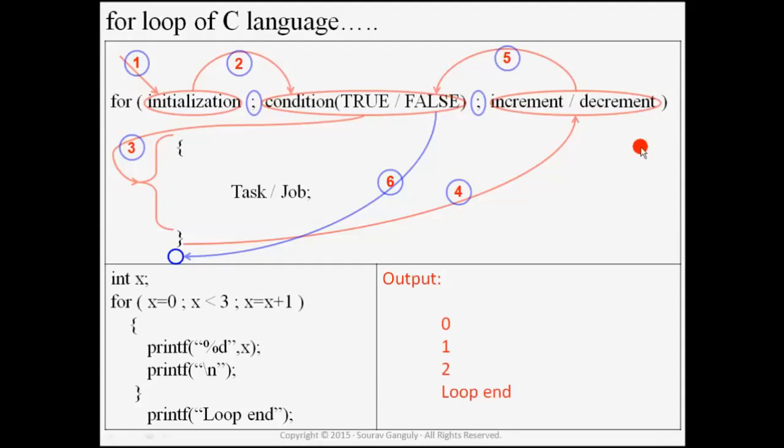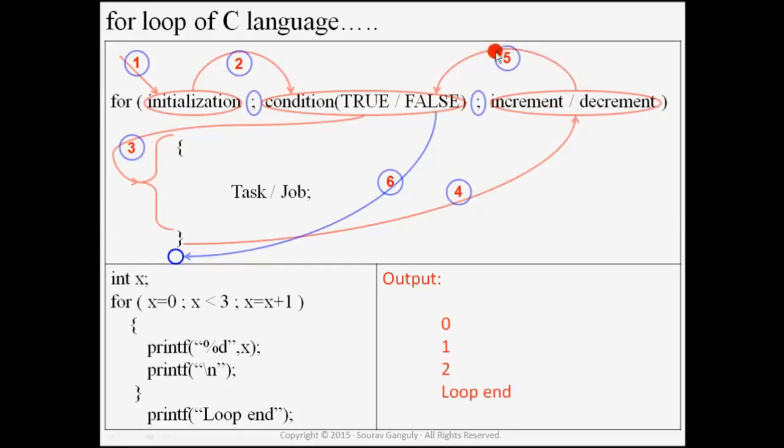Now when we want to execute this whole for loop, the cursor first comes here, to this initialization section. This is point 1. After that, the cursor directly goes to the next section, the condition section. Condition has two options: it may be true, it may be false. If the condition becomes true, then the cursor comes here, performs this task and directly goes to the third section, the increment or decrement section.